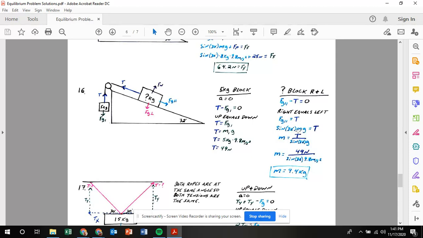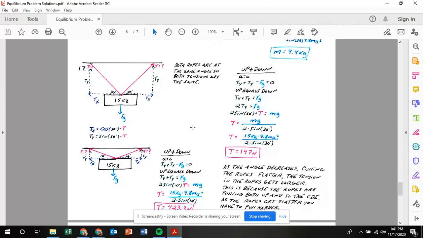So since we're trying to find that mass, we have to get rid of the g, which is 9.8. We have to get rid of the sine of 32. So we're going to divide both of those over to the right. That gives us T, which we know is 49 newtons, divided by the sine of 32 times 9.8. Plug that into your calculator, and you get the mass is 9.4 kilograms.